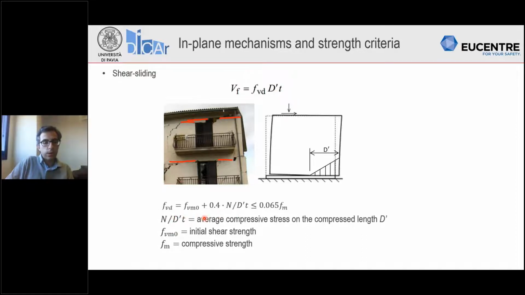FVD is given by this expression as a function of the initial shear strength and of the friction coefficient, and has this upper limit, which is depending on Fm. Now, Fm is called in Eurocode 8 compressive strength, but it has not to be interpreted as the compressive strength of masonry which was used in the flexural behavior, but is more the compressive strength of the brick, because if you look at literature work discussing this criterion, here you can see that this is the compressive strength of the bricks.